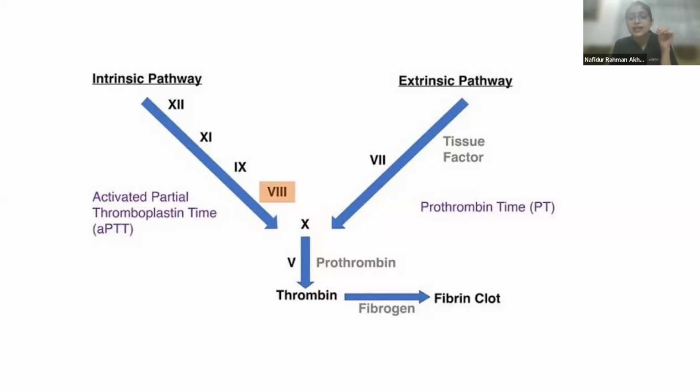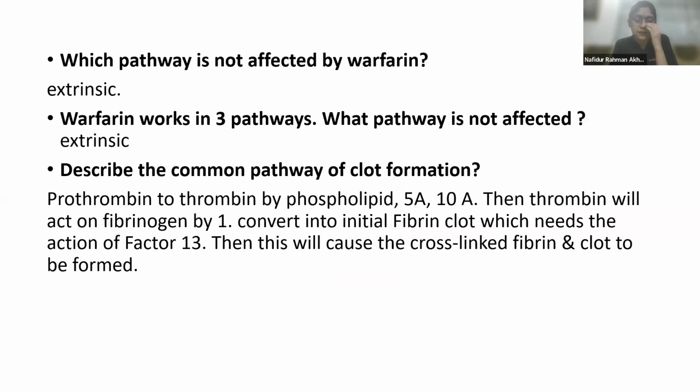Okay, so by the help of 5 and 2, meaning prothrombin, it activates 10, which is working, converting into thrombin. Okay, then from thrombin, fibrinogen is converting into fibrin clot. Then by 13 and calcium, it is converting into the fibrin mesh. Okay, so here prothrombin is converting to thrombin by phospholipid, 5A and 10A.